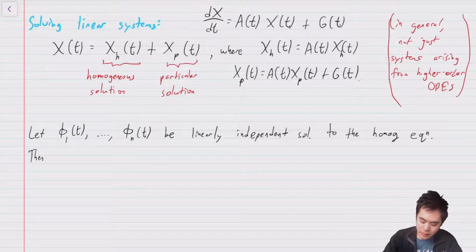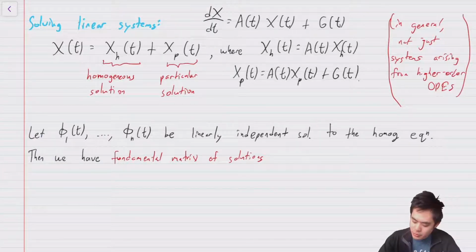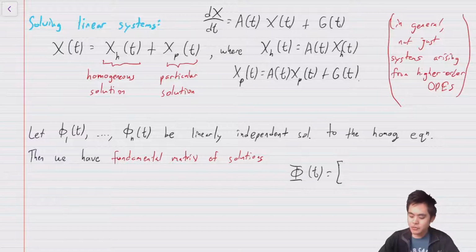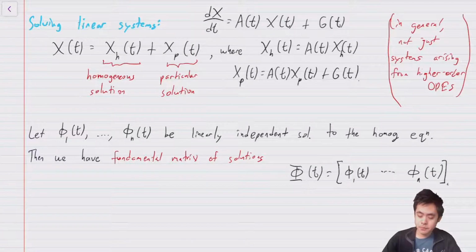When we have a fundamental matrix of solutions, I'm going to use capital phi of t as the matrix that consists of each of these linearly independent solutions as a column vector. So this is an n by n matrix here.